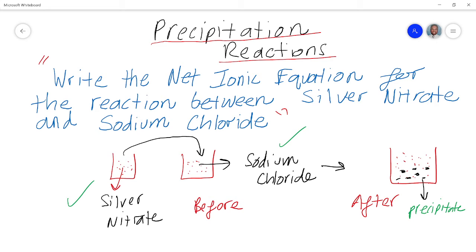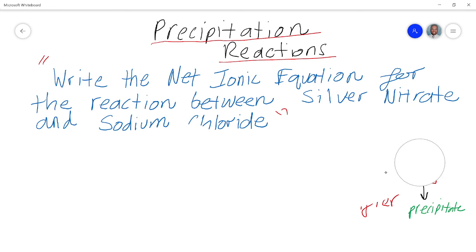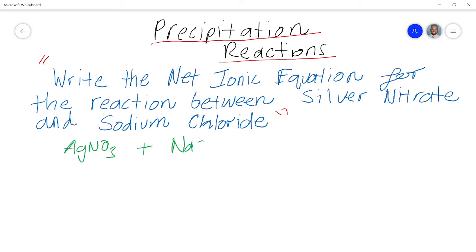Let's look into the chemistry of what goes on in terms of the chemical reaction, because the question's asking us to write down the net ionic equation of this reaction. So it's important we understand what are my reactants and what are my products. Okay, so let's look at silver nitrate. All right, so silver nitrate is AgNO3 reacting with sodium chloride to form sodium nitrate and silver chloride.